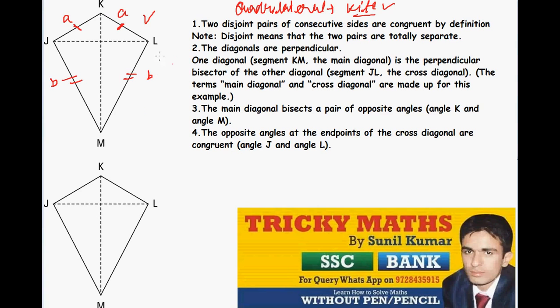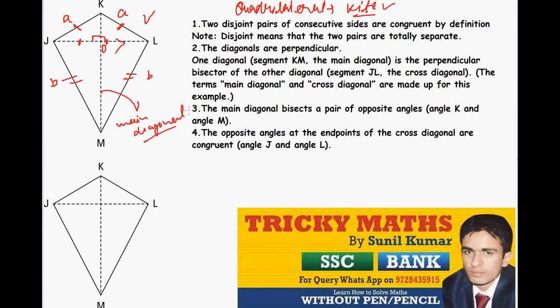Second, you need to know the larger diagonal KM is the main diagonal, because some properties also depend on the name, and this is the cross diagonal. The main diagonal is the perpendicular bisector of the cross diagonal, means this is equal to this, and this angle is also 90 degrees. But keep in mind, KO is not equal to OM. The larger diagonal is the perpendicular bisector of the smaller diagonal only.